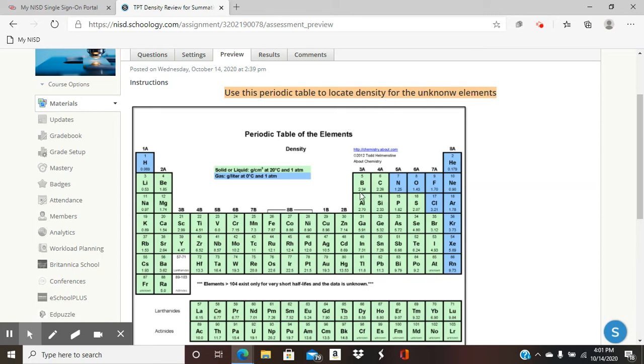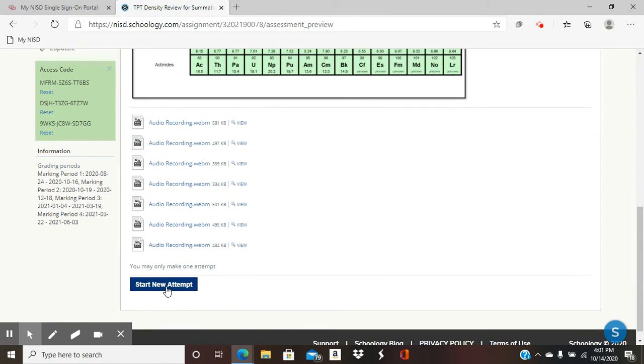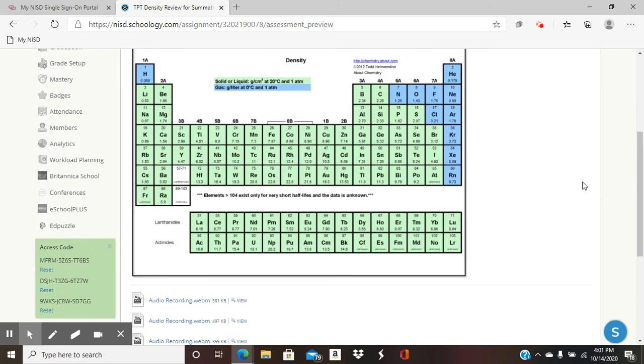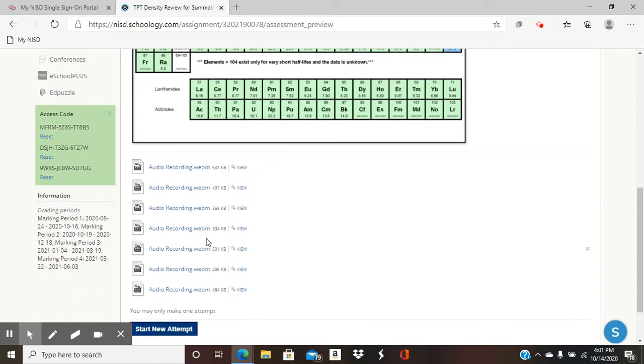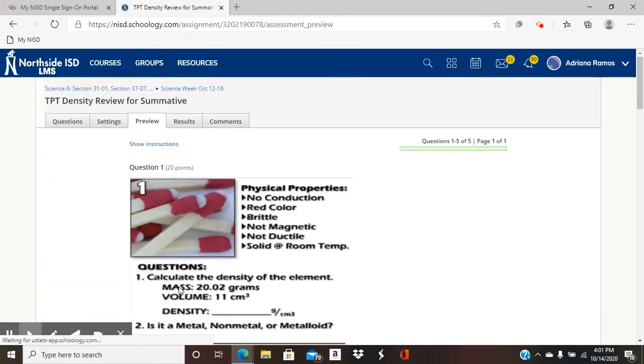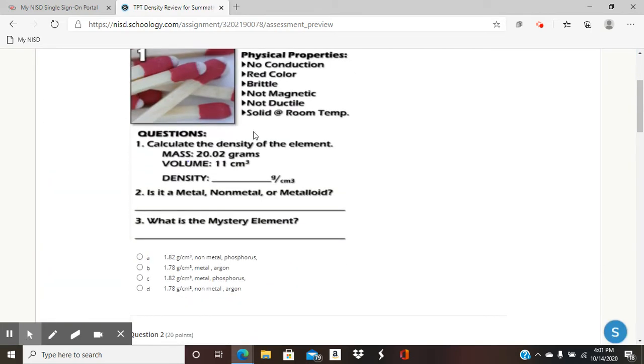And you can see here at the bottom, as an example, hydrogen is 0.089, that's the density. Lithium is 0.53. So at the bottom of the chemical symbol, you'll see your densities. You're going to use this when you answer your questions, so you're going to have to go back and forth to use the periodic table of elements to look for the density. So question number 1 says the physical property.